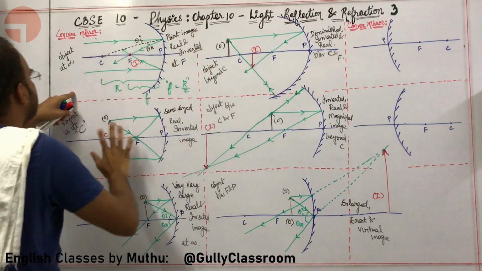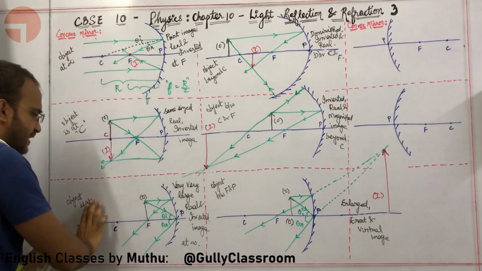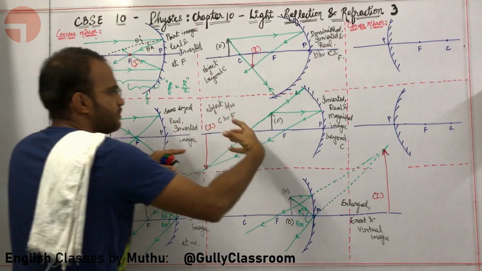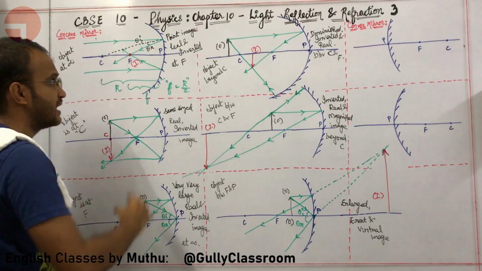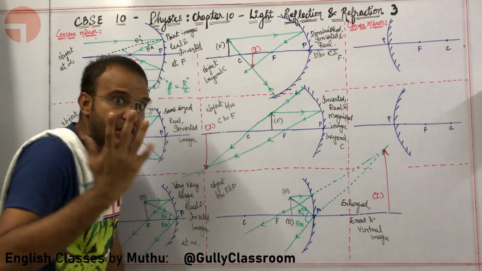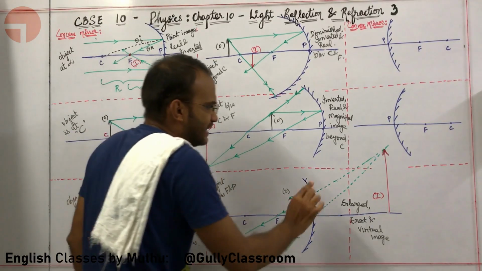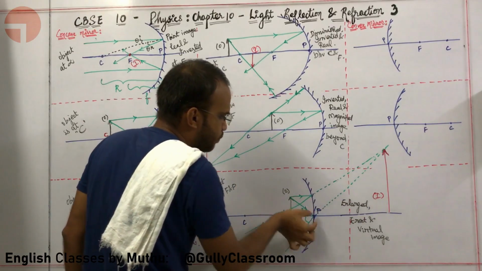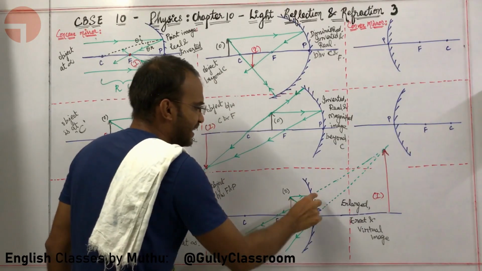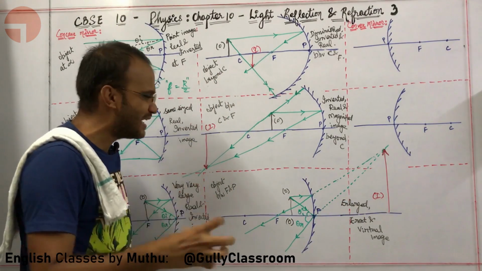If you notice all these conditions, object at infinity, object beyond C, object at C, object between C and F, object at F, everywhere the image energy is actually focused in front of the mirror. So actual energy is focused in all these 5 positions. In the 6th position alone, there is no actual energy being focused. In fact, energy is being diverged, but you can get the image by extending the lines behind them and seeing where the lines are diverging from. Are you able to understand how this is happening?